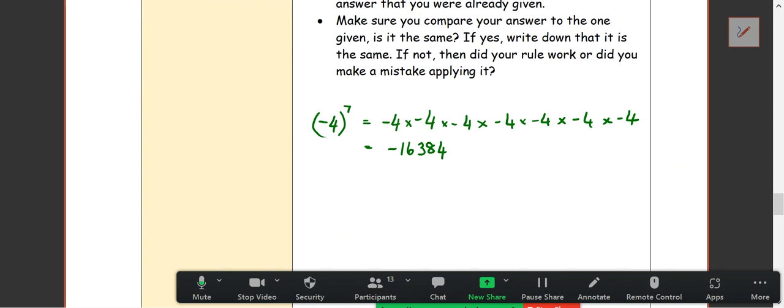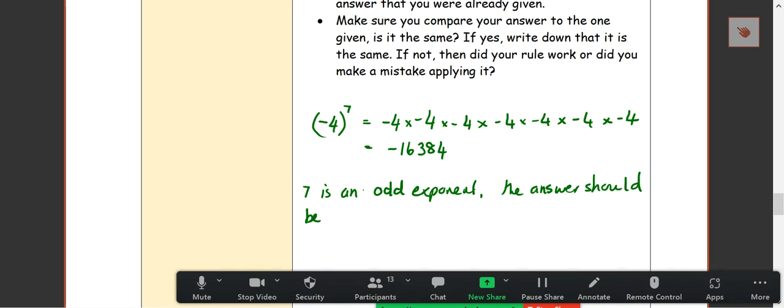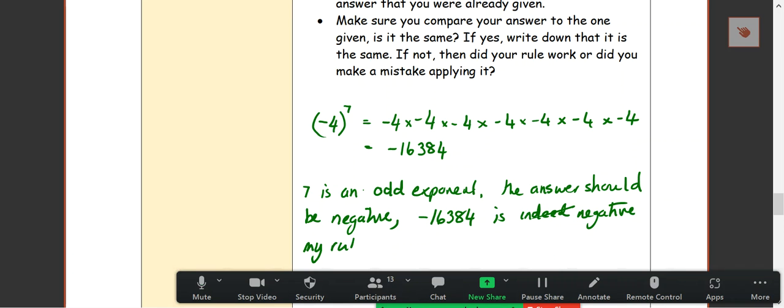Well, my rule said, so 7 is an odd exponent. The answer should be what? Negative, that's it, yeah? And we can say negative 16,384 is negative. You don't have to write the word indeed. You just put is negative, right? My rule works, all right?